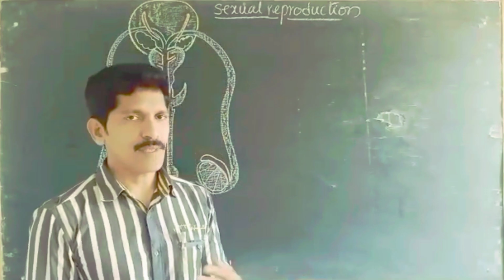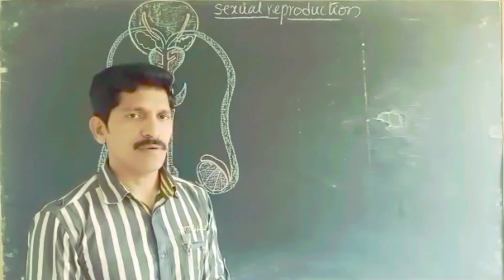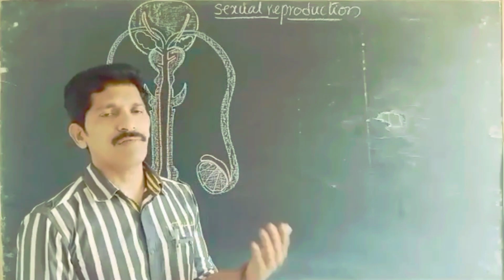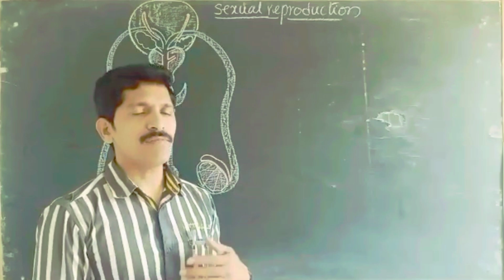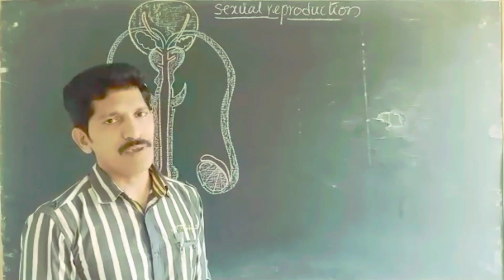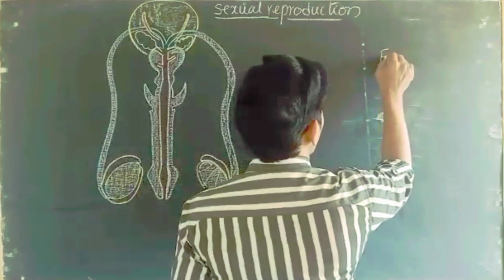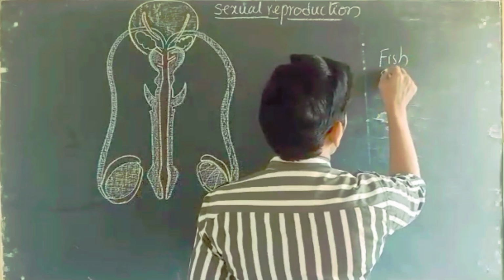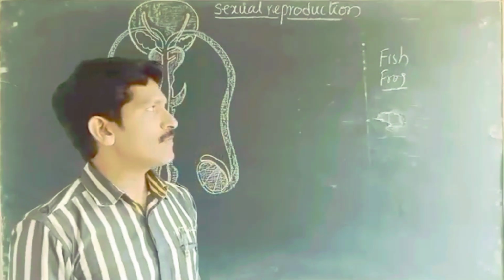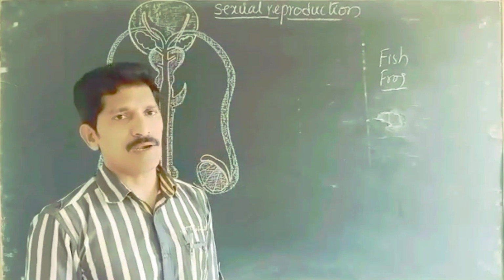Internal fertilization, external fertilization. External fertilization is nothing but fertilization that occurs outside the female body. Fusion of male and female gametes occurs outside the body of the female. Usually, if you take a fish or a frog, in fish and frog, the fertilization takes place outside the female body.